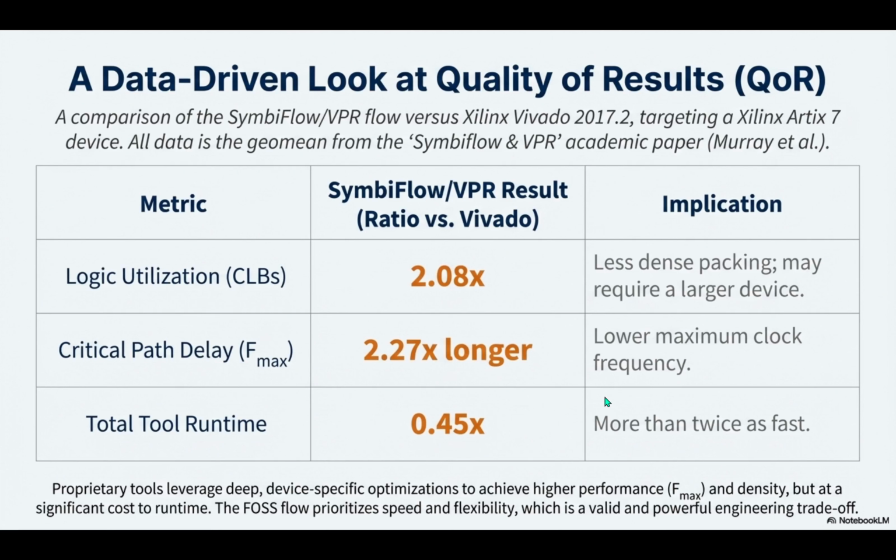7 times longer. That means your max clock speed is less than half. Yeah. Isn't that a catastrophic failure for most systems? Who would ever accept that? You'd think so, right? But this is where the strategic choice comes in.